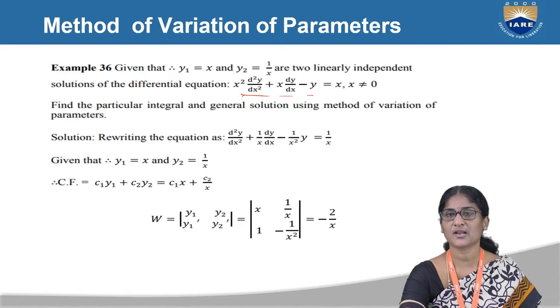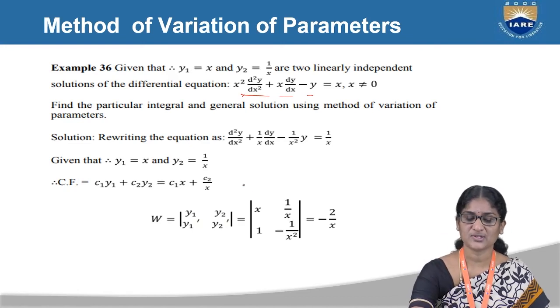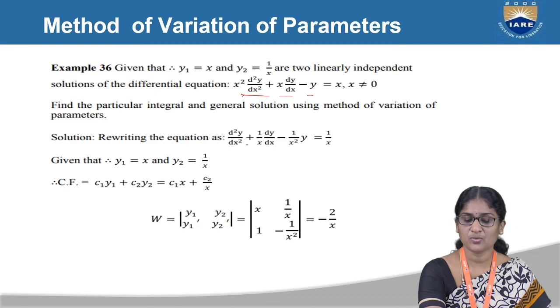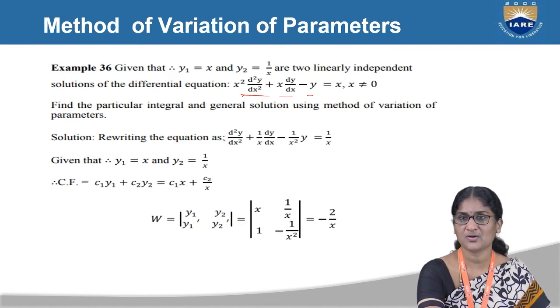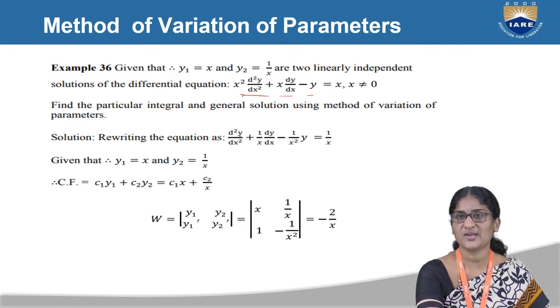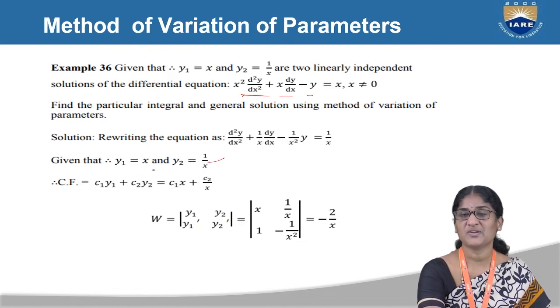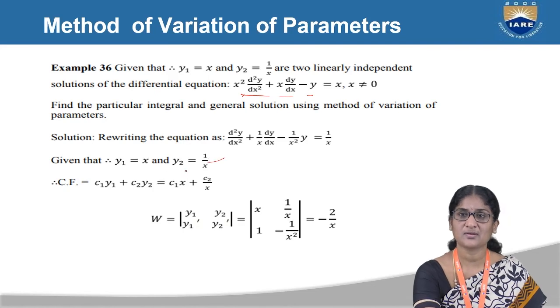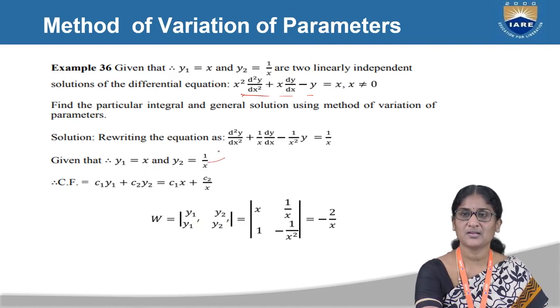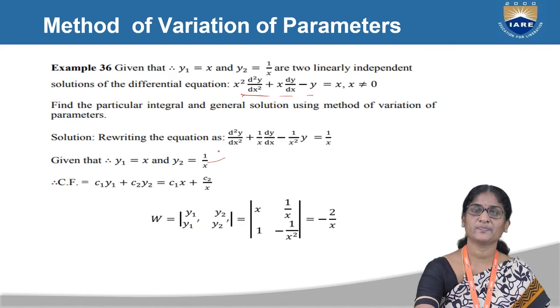Now let's see how to find it. First we have to rewrite the given equation, dividing throughout, because when you want to apply the method of variation of parameters, the coefficient of the highest order term should always be equal to 1. That is why I first divide by x square. So d square y by dx square plus 1 by x into dy by dx minus 1 by x square into y is equal to 1 by x. Already y1 and y2 are given. In the previous questions we got y1 and y2 by solving the auxiliary equations, but here there is no need, as the question itself gives them.